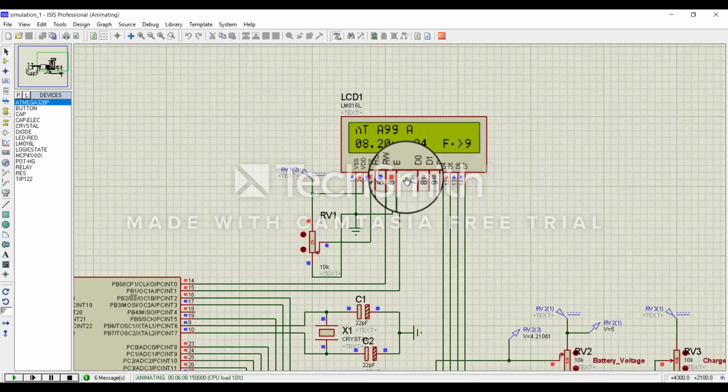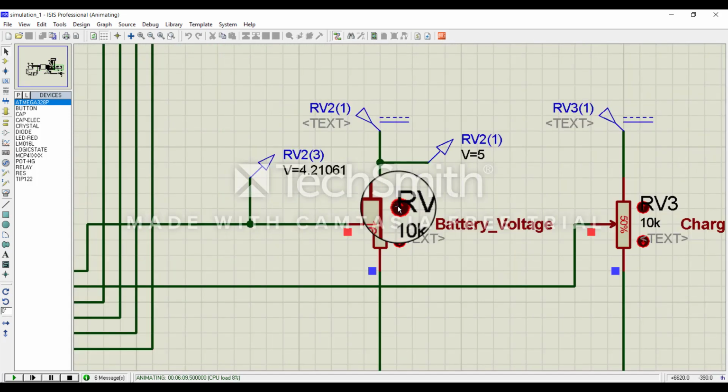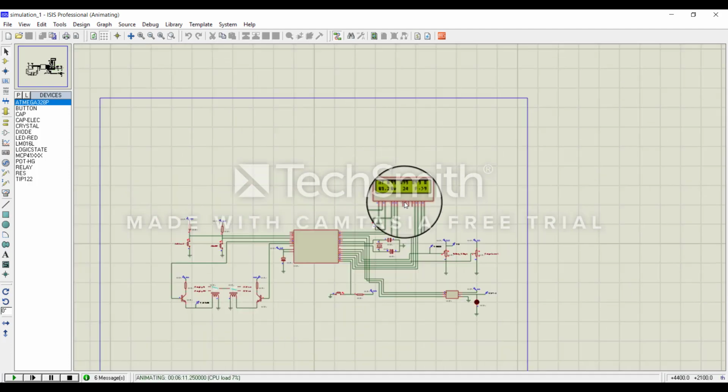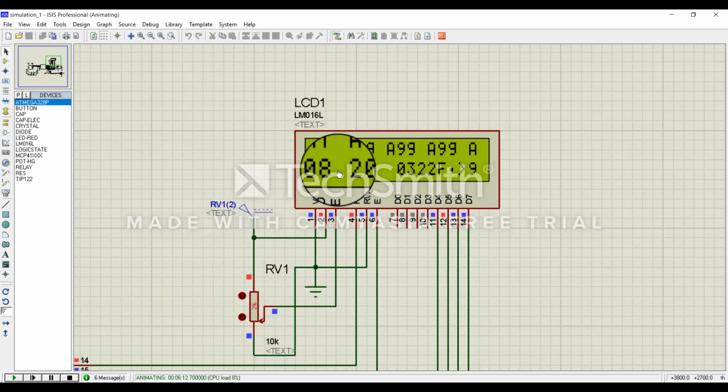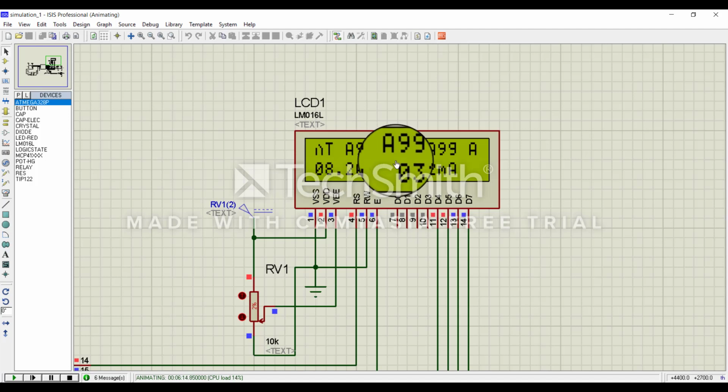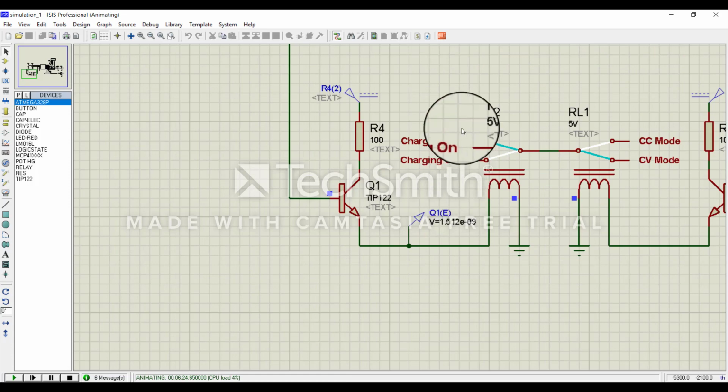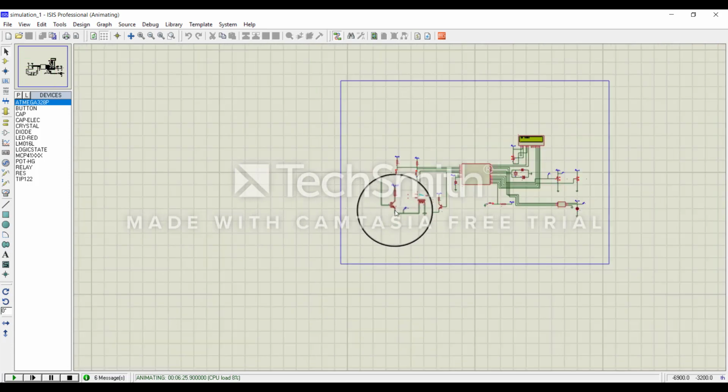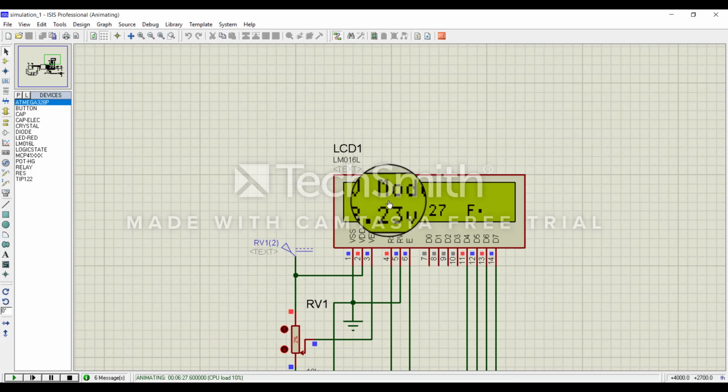Once each cell voltage reaches above 4.2 volt, that is, here above 8.40 volt, we will see that it indicates that the charging process is completed, and charging is automatically cut off. So here we can see currently the charging is on and the relay is in on mode. Once it reaches about 8.4 volt, the charging will automatically cut off.